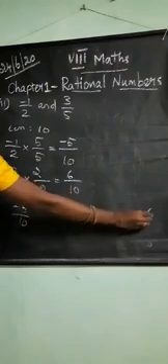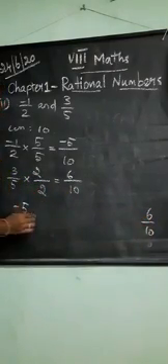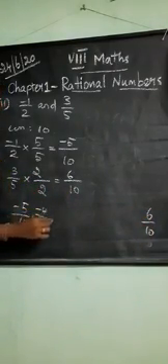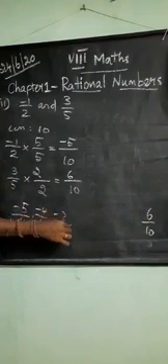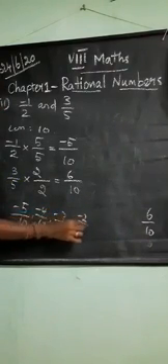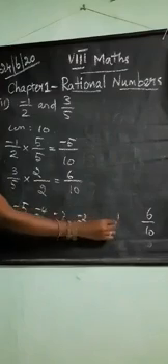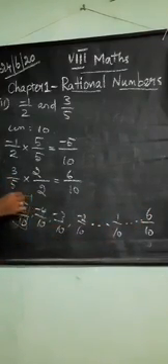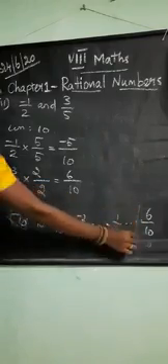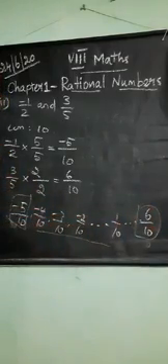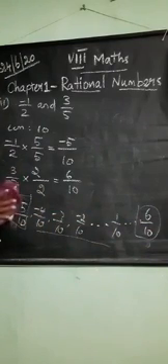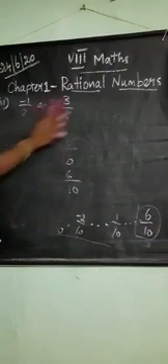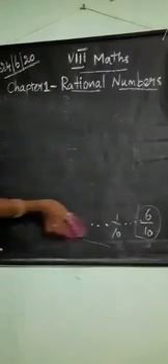Here 6 by 10. In between, minus 4 by 10, minus 3 by 10, minus 2 by 10, etc., 1 by 10, 2 by 10, 5 by 10. In between minus 5 by 10 and 6 by 10, write any 5 rational numbers. Are you clear? Okay.